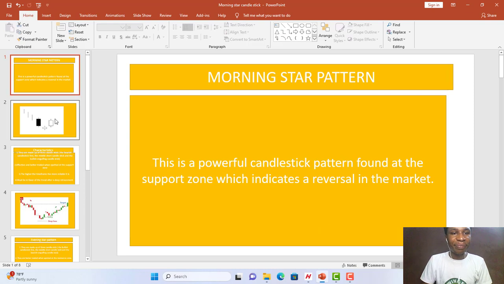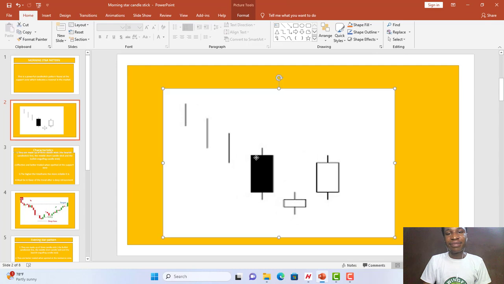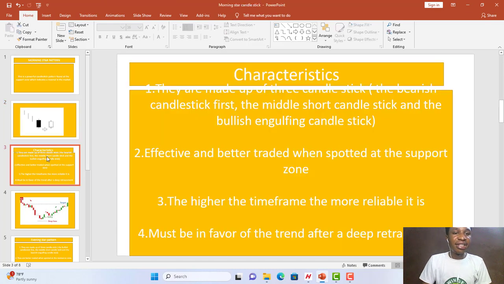So this is it. This is a pattern, three candlesticks here. They are made up of three candlesticks: the bearish candlestick first, the middle short candlestick, and the bullish engulfing candlestick. Effective and better traded when spotted at the support zone. Remember, when spotted at the support zone, this is the best time. It shows reversal. That market has been selling, giving you these three candlesticks. It shows a total reversal, a total turn in the market.